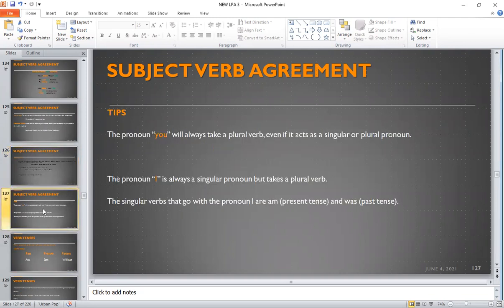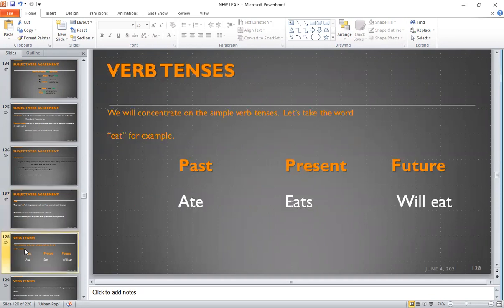Okay. Tips. The pronoun "you" will always take a plural verb, even if it acts as a singular or plural pronoun. The pronoun "I" is always a singular pronoun, but the singular verbs that go with it are "am," present tense, and "was," past tense. So we know this already. I am going to the mall. Those are some samples. This is pretty easy. You know this.